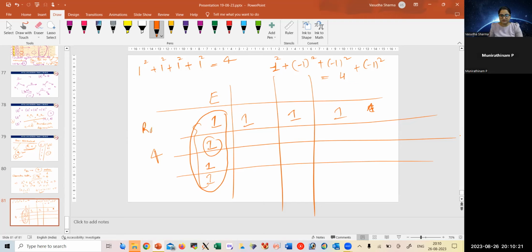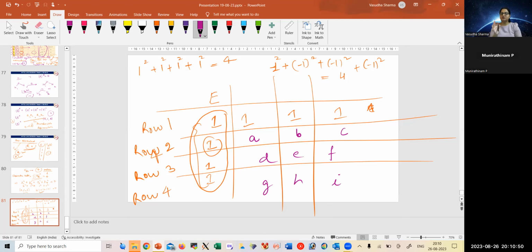Now this is your row 1 along this horizontal. This one is your row 2, this one is your row 3, this is your row 4. Now I'm asking what x, y, z values should I put? Or A, B, C for that matter. What should be A, B, C, D, E, F, G, H, I? I don't know these values. I've written 1 square plus 1 square plus 1 square plus 1 square, that is 4. Now what should be the A, B, C, D, E, F and G, H, I values so that the addition of their squares gives you 4?